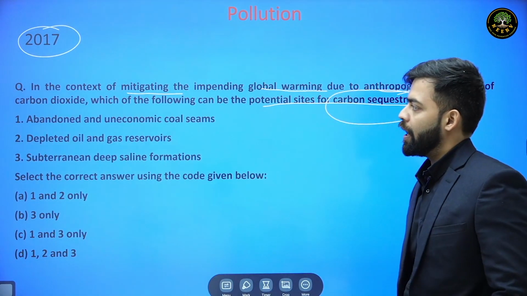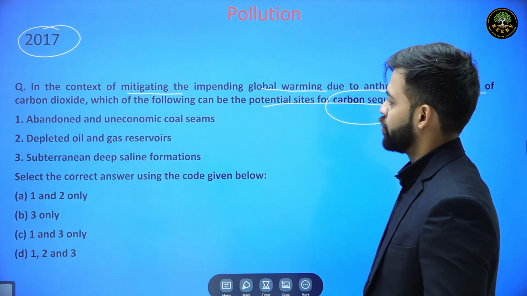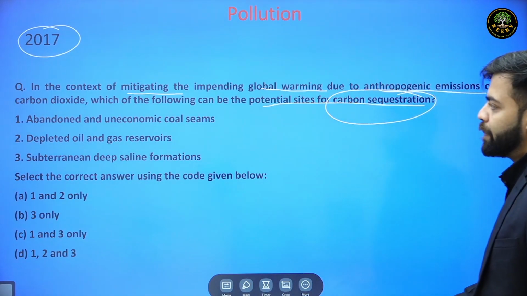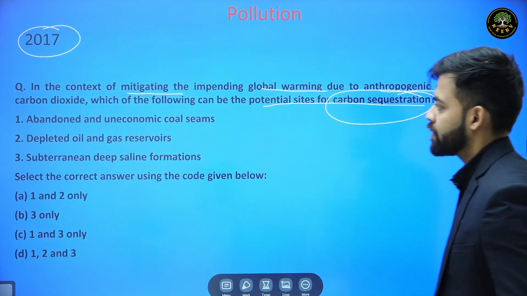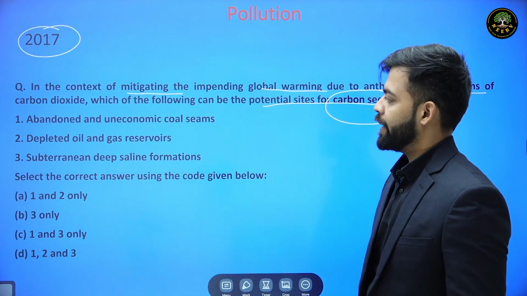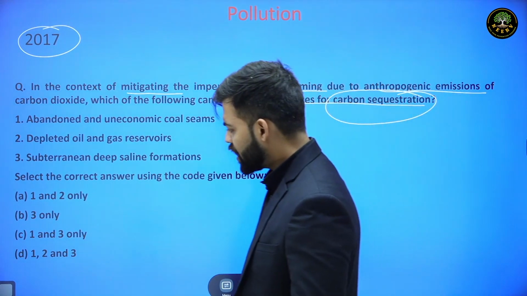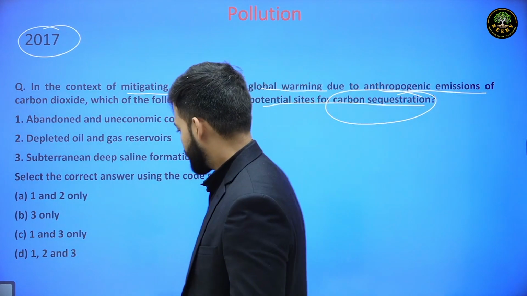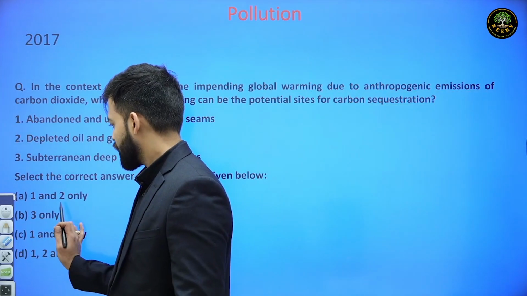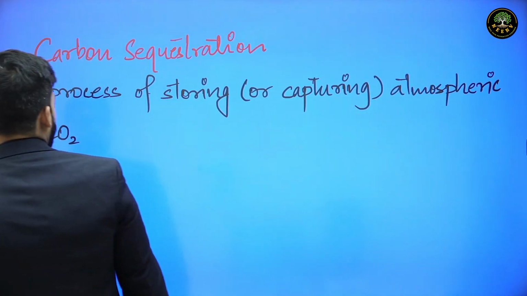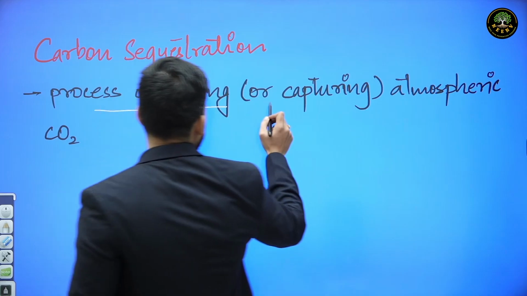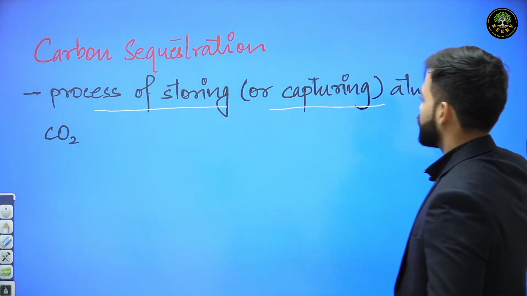Number 1, abundant and uneconomic coal seams. Number 2, depleted oil and gas reservoirs. Number 3, subterranean deep saline formations. Now, as far as carbon sequestration is concerned, carbon sequestration is the process of storing or capturing atmospheric CO2.